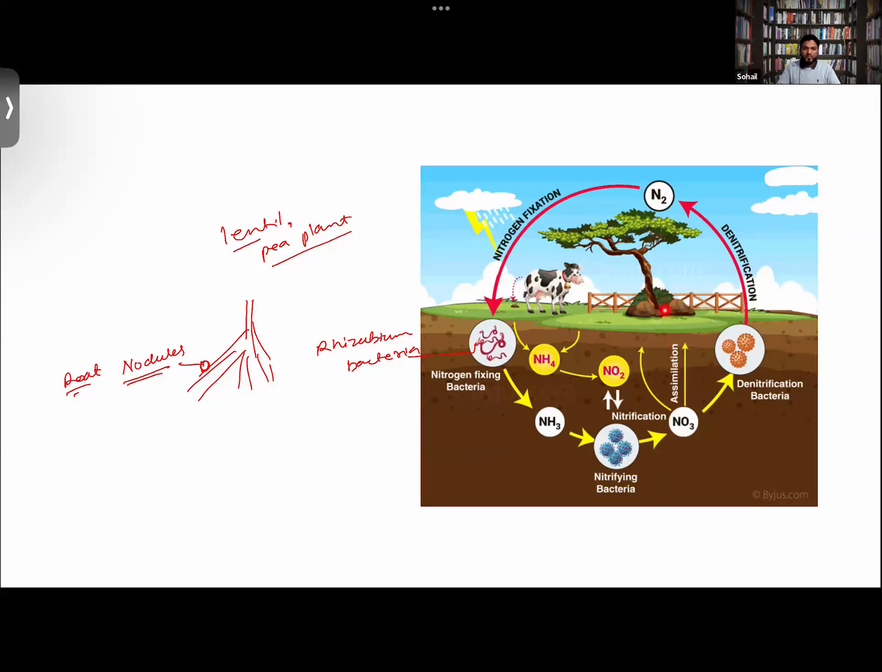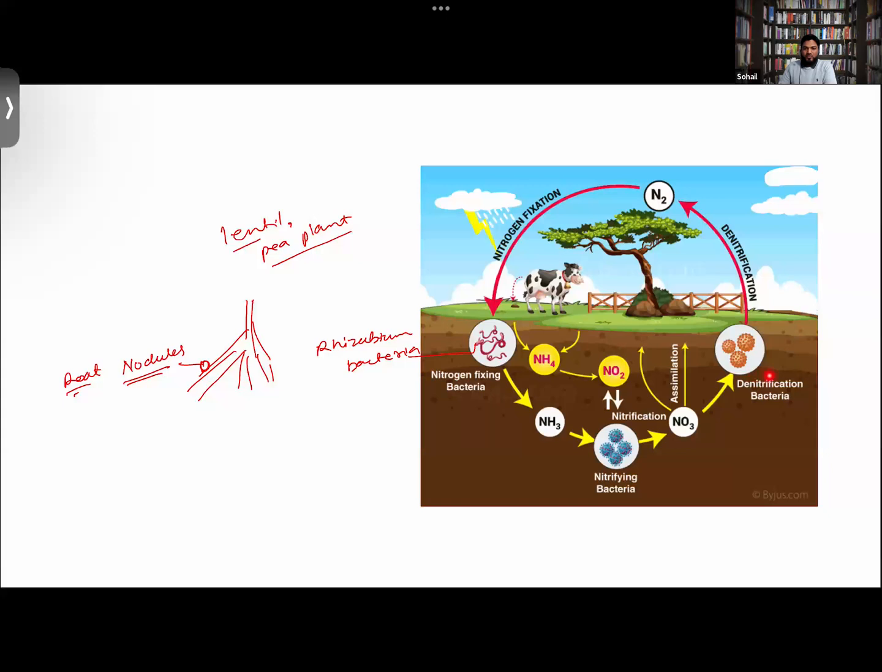Now, let me repeat what the whole process is. N2 is getting converted into NH3 with the help of rhizobium bacteria found living in the root nodules of leguminous plants like lentils or pea plants. Further, ammonia will be converted into nitrate with the help of nitrifying bacteria. Then further, it is taken up by the plant.